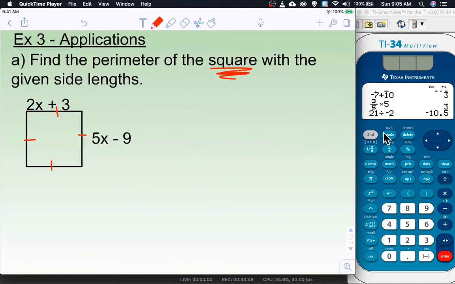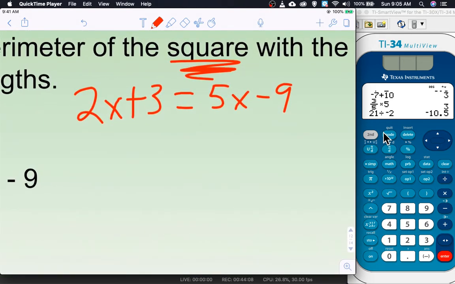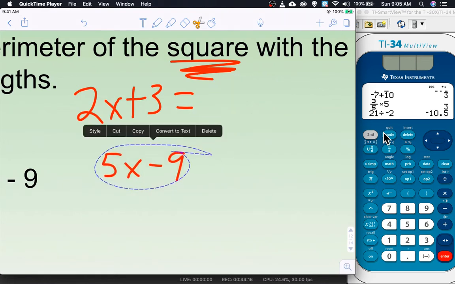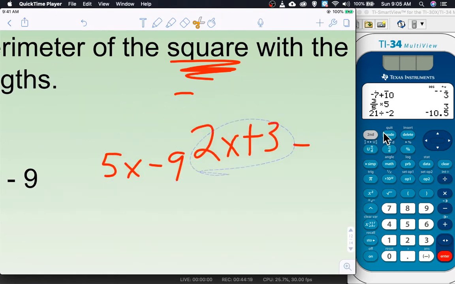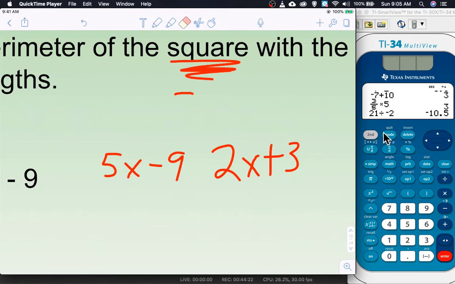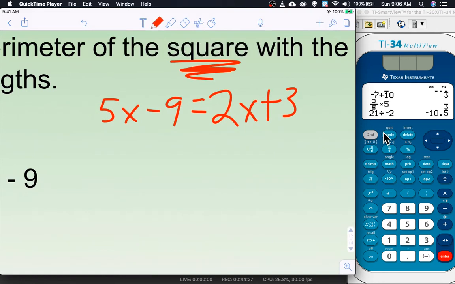Well, what that allows us to do is actually set up an equation. I can say this side equals that side. 2x plus 3 equals 5x minus 9. Because the sides are the same, it's a square, they're identical, I can set them equal to each other. And now we can solve this equation. Minus 5x. By the way, it would have been just as fine if you put the 5x over here and the 2x over there. That would have been just as fine. Since I just changed it, I'm going to leave it here. I'm not going to put it back. But it would have been just as fine to have it either way.